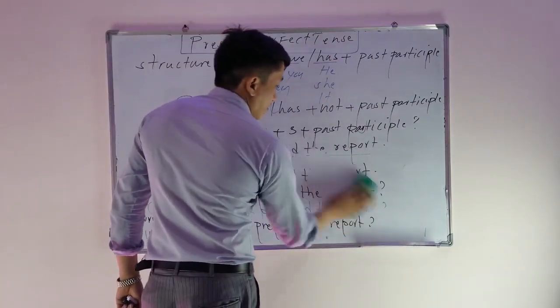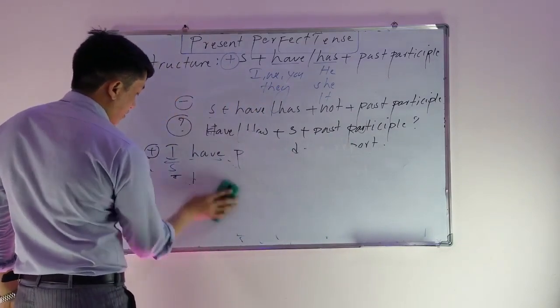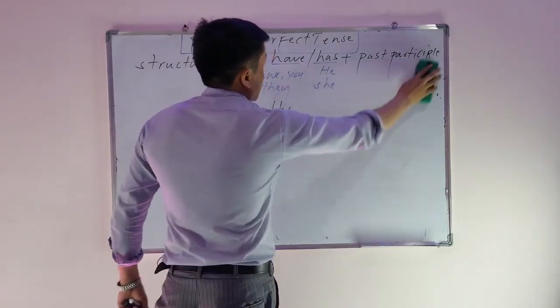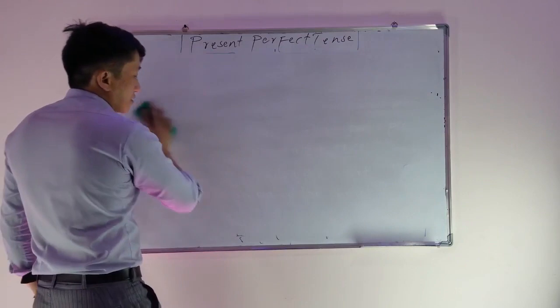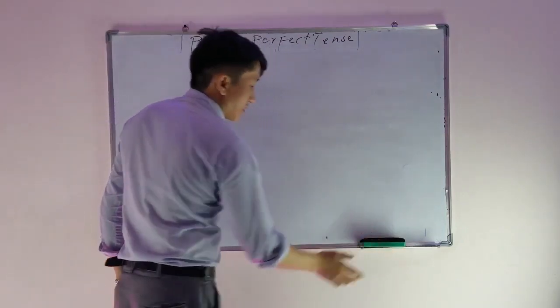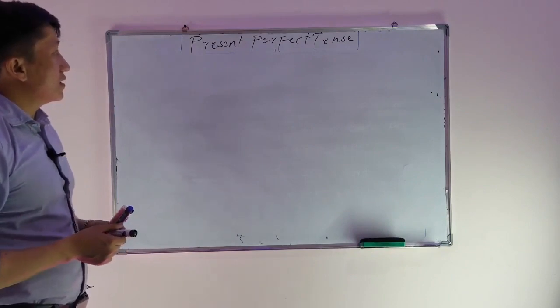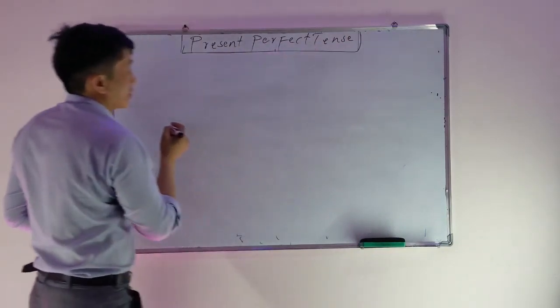So let's talk about another topic: the usages of present perfect. When do we actually use present perfect tense? Now we know the structures. We use subject plus have or has plus past participle, the third form of the verb. Now let's discuss the usages of present perfect. When do we actually use the present perfect?